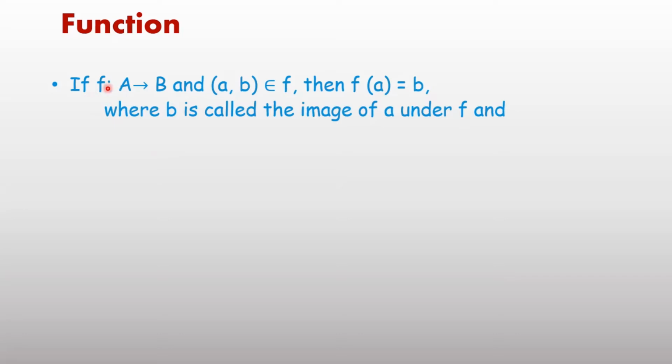Now if f is a function from A to B, then there are different ordered pairs that belong in f. Just one example: let (a, b) belong in f, then we can write f(a) = b. Here, in every ordered pair, whenever we write a function, b is known as the image of a, meaning the second element is known as the image of the first element, and the first element is known as the pre-image of b.